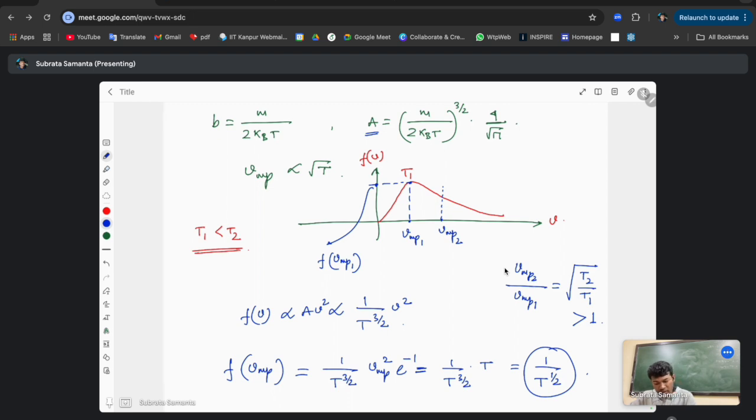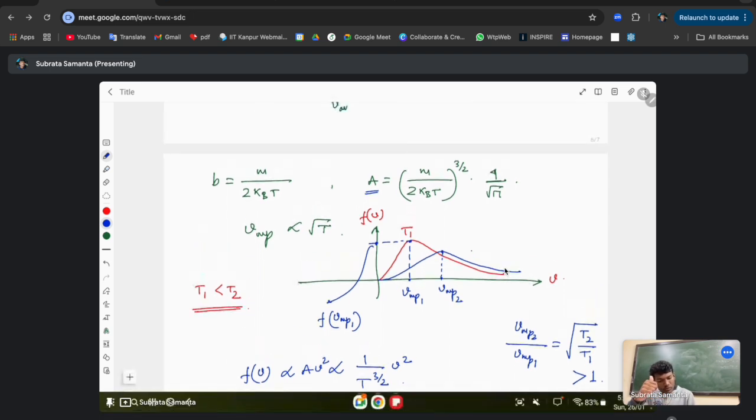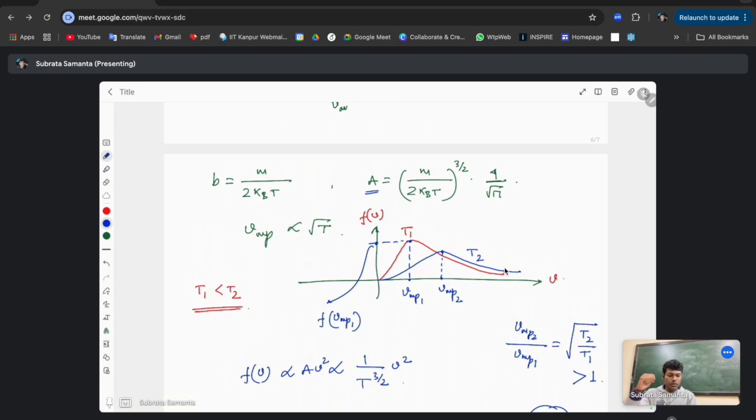So that means the curve goes like this, maxima there and then the maxima also decreases. The value of the function at the maximum is less, because that is inversely proportional to square root of t. So this is for t2, where t2 is greater than t1.